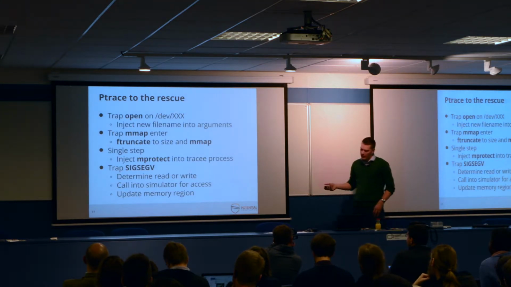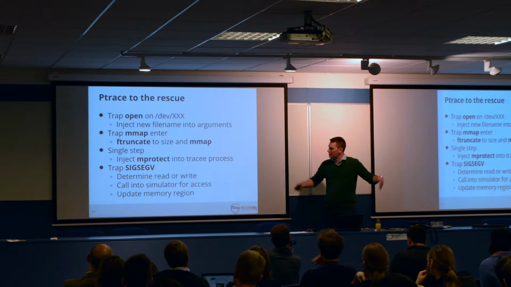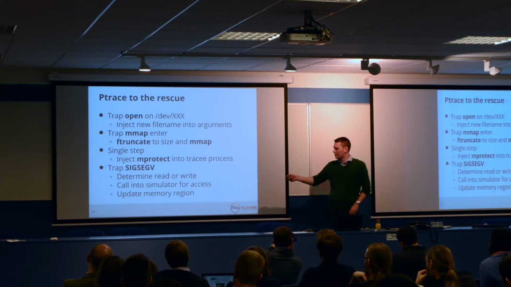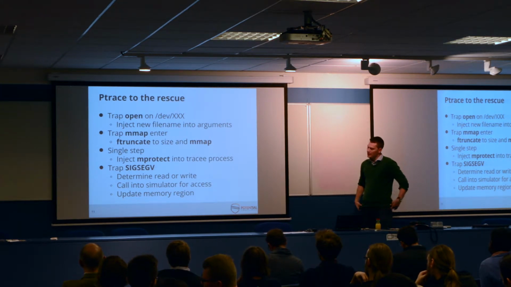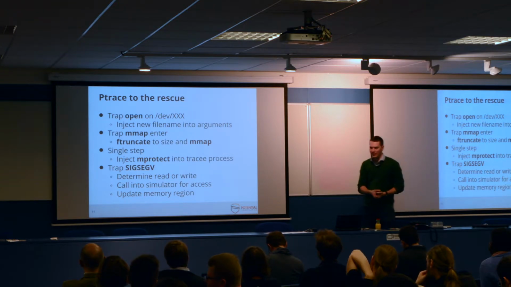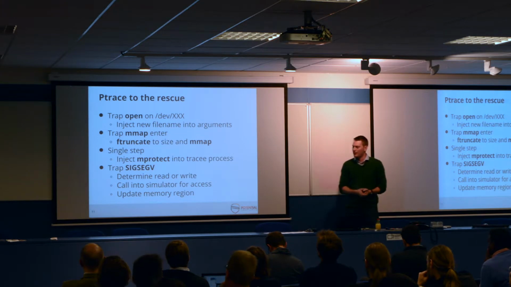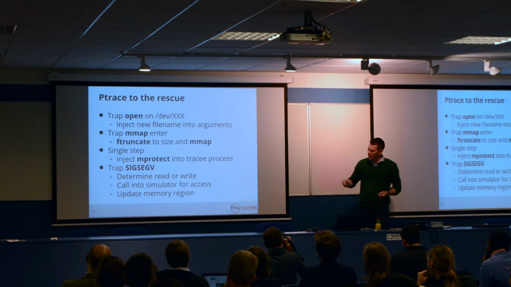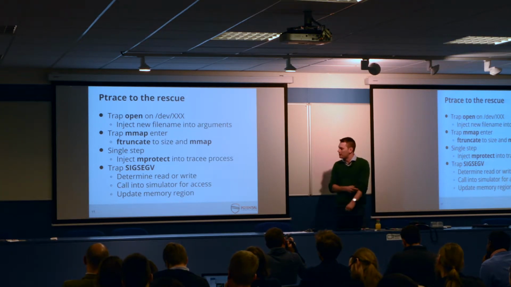So what we do here is we can run that software on ptrace, we can trap on the open and the mmap, we create a fake file backing this device, we f-truncate it to the right size, and then we can inject an mprotect call into the tracee process so that we get a segfault every time a memory access occurs, which we then trap, and then we can do some funky stuff to determine whether it was read or write access, the kind of width of that access, and then we can call down to the simulator to perform whether it was a read or write, and update the memory mapped area.